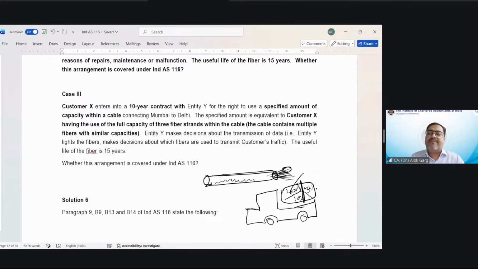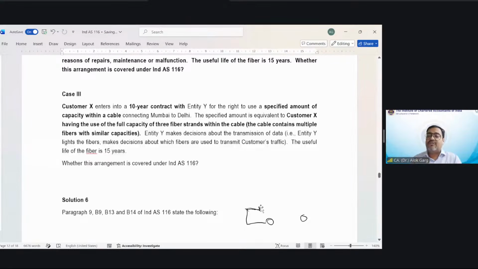Likewise here in the cable, it is only a portion of the cable capacity. Second, the right to control the use belongs to the lessee. Hence, my dear friends, this will not be considered an identified asset, and the right to control the use of the asset has also not been transferred to the lessee. It will not be considered a lease contract within Ind AS 116.